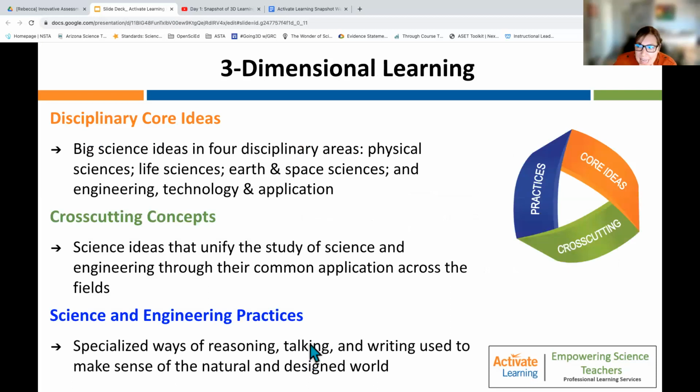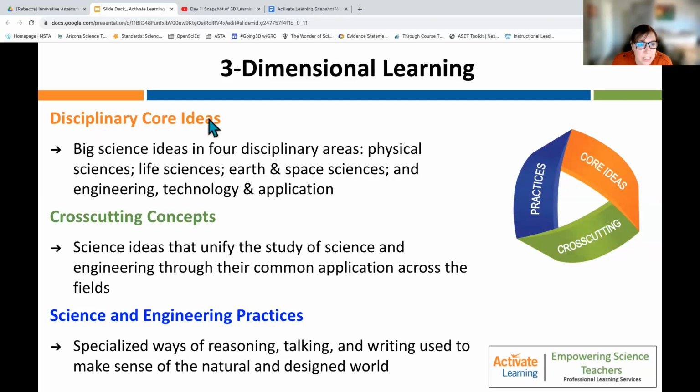When we think about looking at 3-dimensional learning, we always look for these 3 different colors, which help us understand where the 3 dimensions are actually present in instructional materials like assessments. Let's go over the 3 dimensions at a quick glance before we dive into assessment.